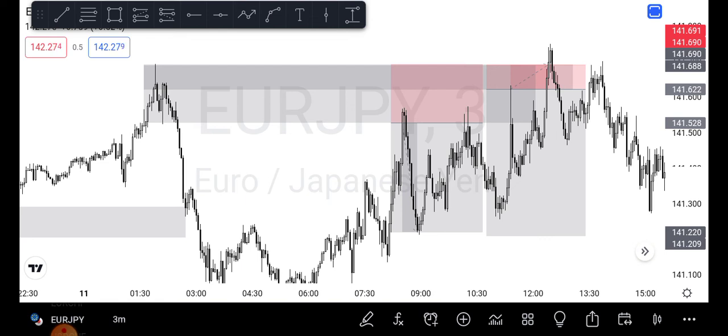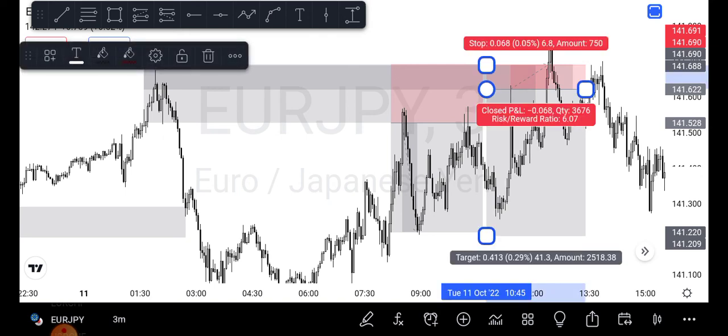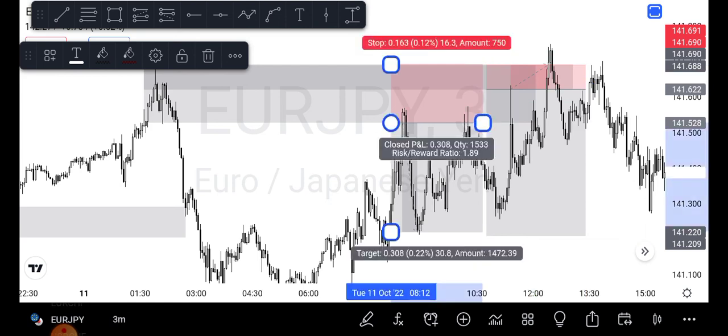In terms of risk to reward, it means that if I'm risking $5 on a trade, if I use this order block, it tends to give me potential for a higher return than the demand zone or supply zone. In this case, let's say the trade of this order block, I made profit with it. If I use $5, I'll be getting over $30. If I use $5 for this demand zone, I'll be getting less than $10 because the risk to reward is less than 2.